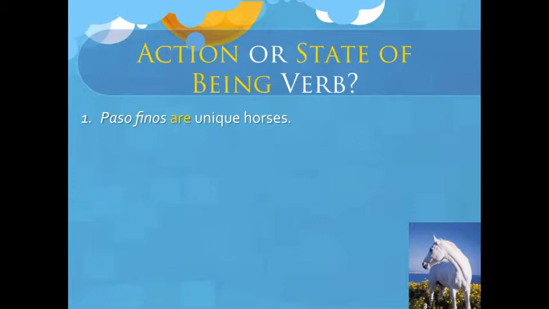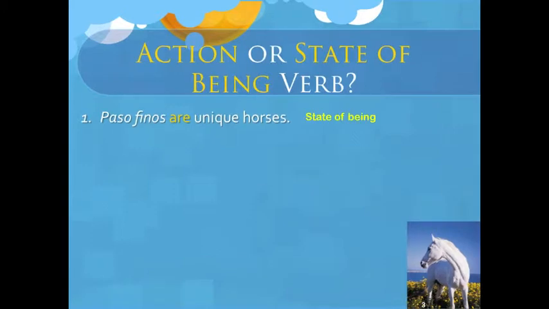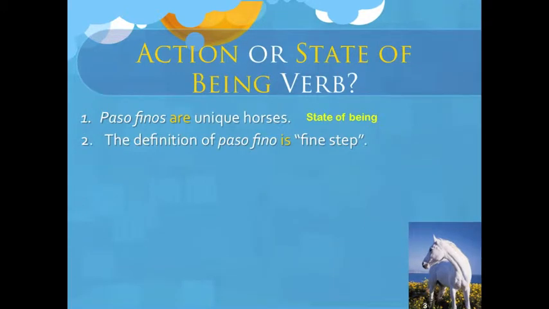All right, let's go. Number 1. Paso finos are unique horses. Can you guess the type of verb? Action or state of being? State of being, because the verb is "are," from the verb to be. And it links paso fino, the subject, to horses, the predicate. That's right.